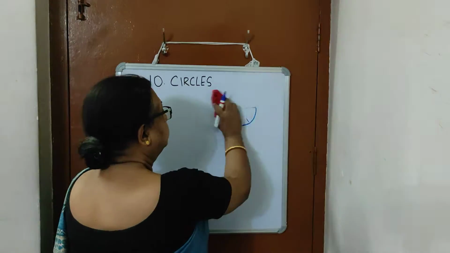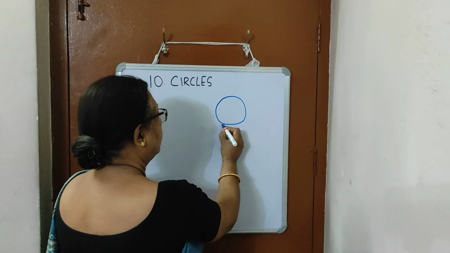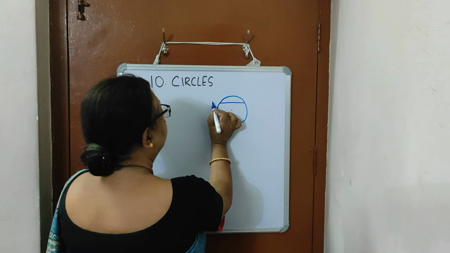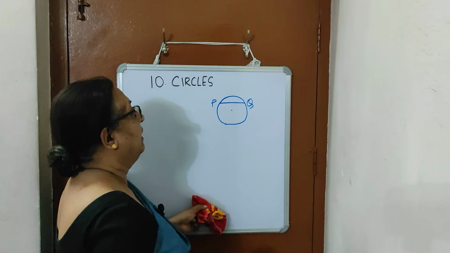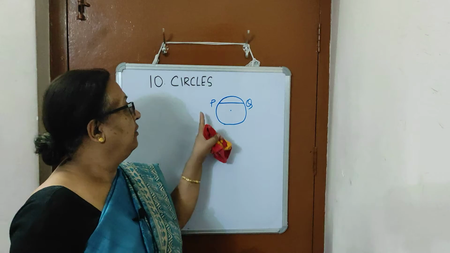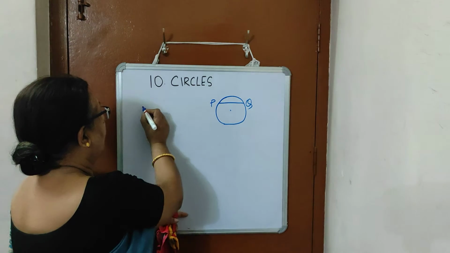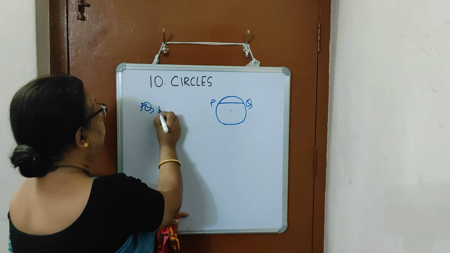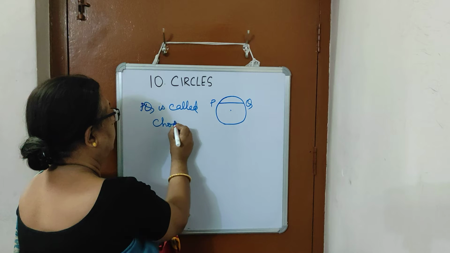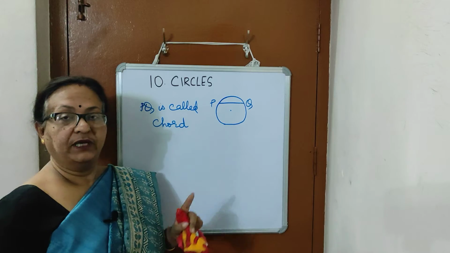Now let's see again. We have a circle, this is the center. P and Q are any 2 points on the circle. Okay, we join this PQ. What is this PQ called? PQ is called a chord. PQ is called a chord of the circle.